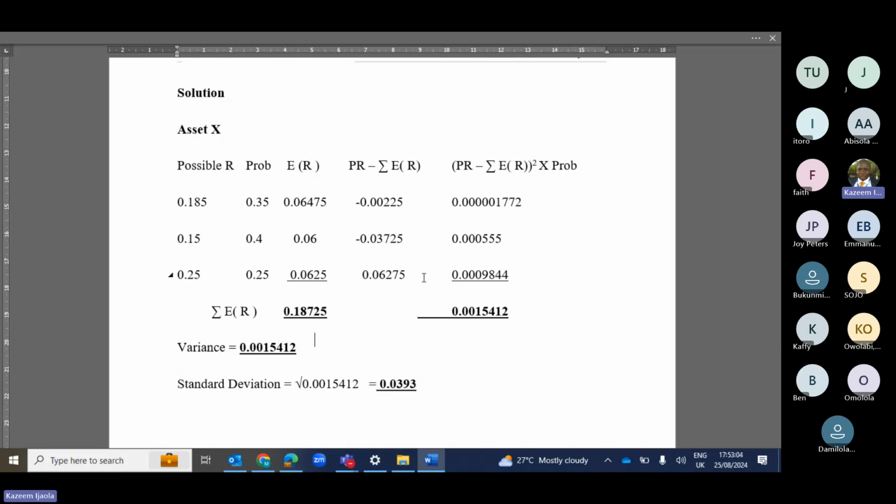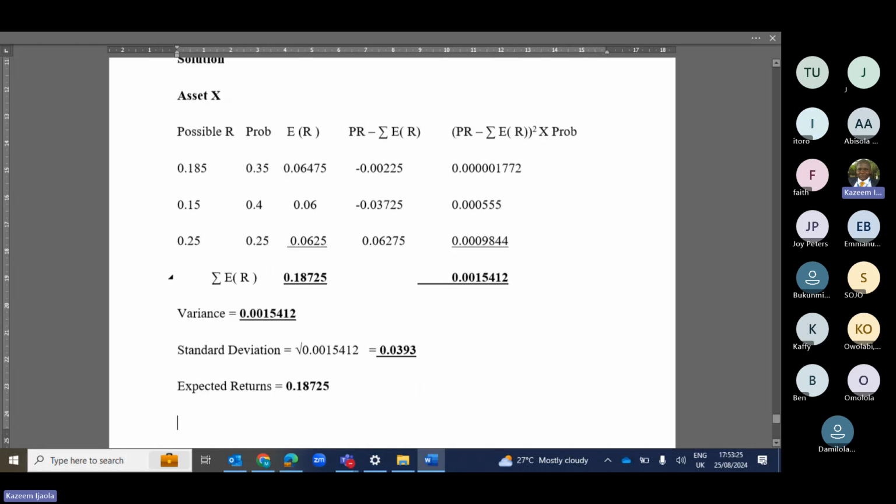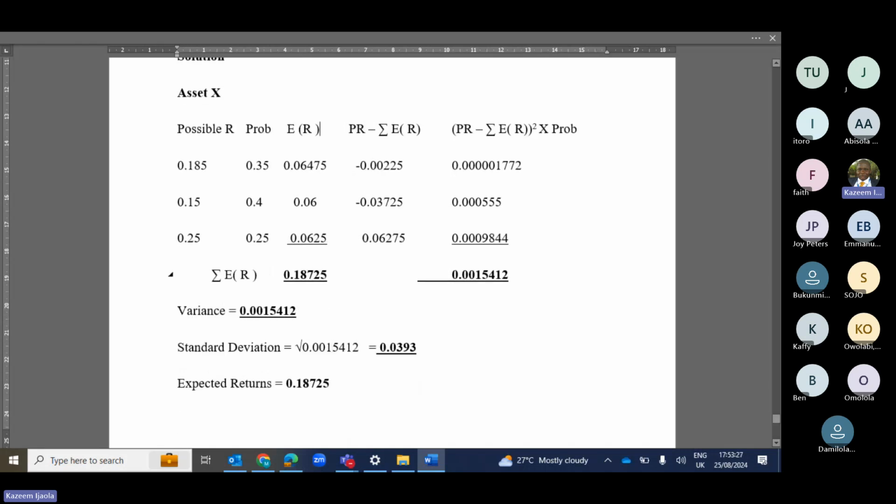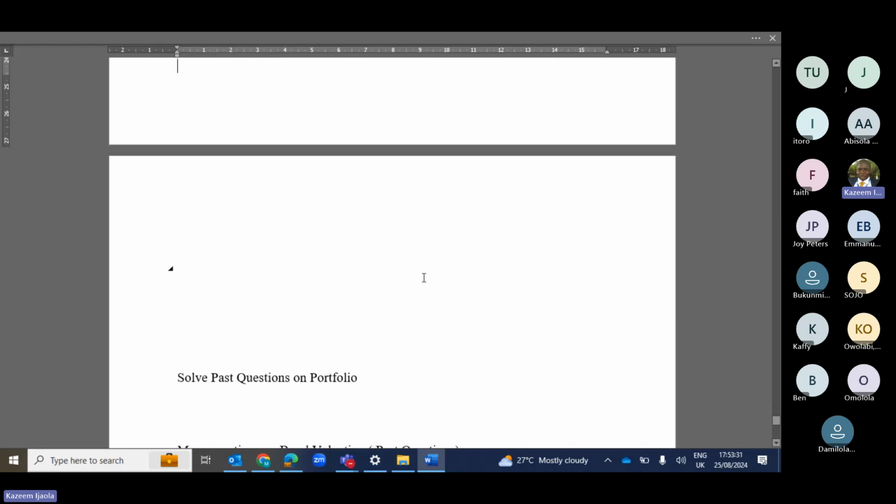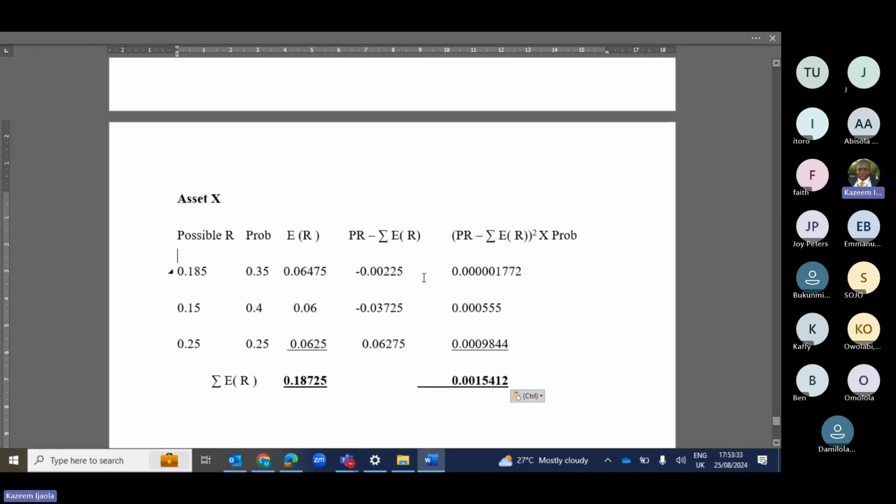We'll repeat the same thing. So you can see now that the expected return is equal to 0.18725. This is the expected return, and this is our standard deviation. So now we will do the same thing for asset Y again.